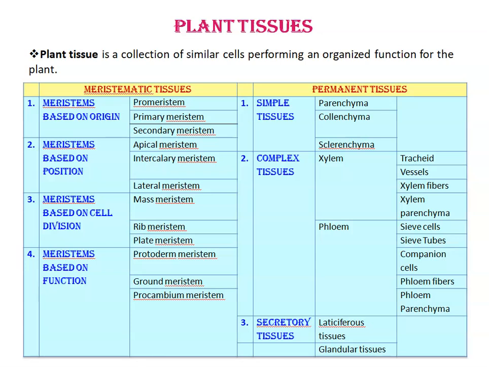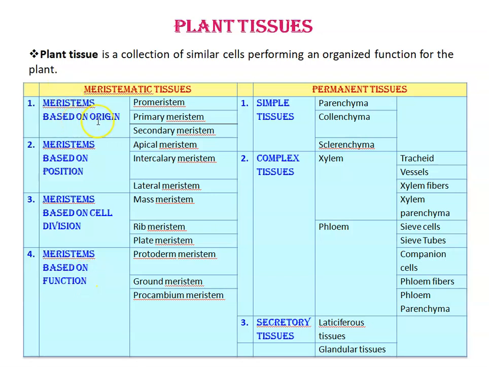Plant tissues are generally divided into two categories: meristematic tissues and permanent tissues. Meristematic tissues continue to divide and take part in growth of the plant. Meristematic tissues are classified into four different types on the basis of some characteristics: based on origin, based on position, based on cell division, and based on function.